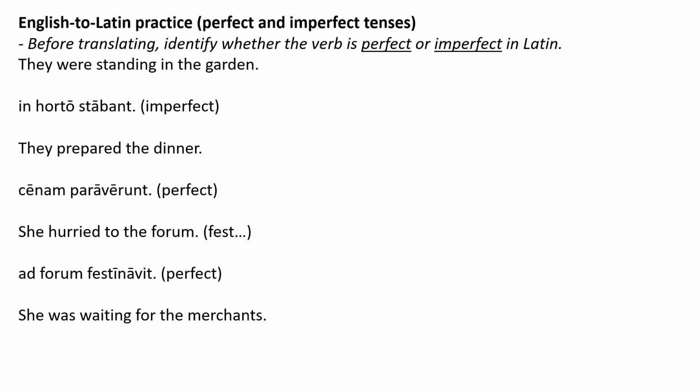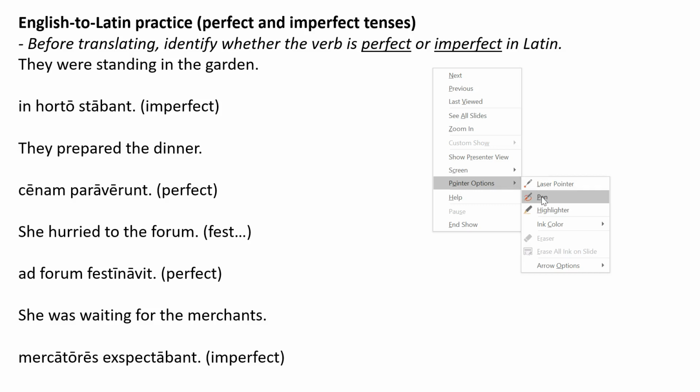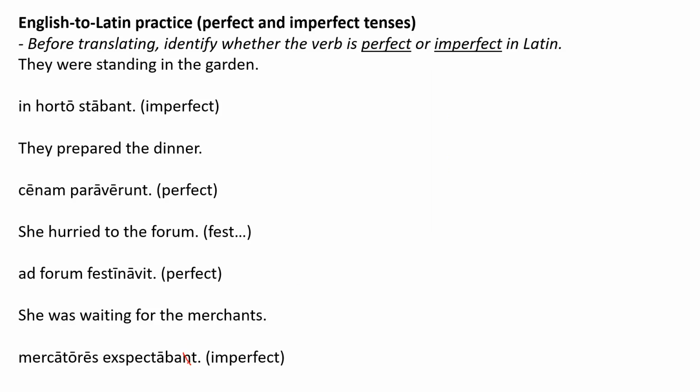She was waiting for the merchants. So this is imperfect tense because she was waiting for them, and it's going to have the T ending because it's she, third person singular. Mercatores, that's accusative plural, merchants. Expectabant, should be expectabat. Fix that one up. Should be expectabat because it's she, third person singular. Apologies for that small mistake.